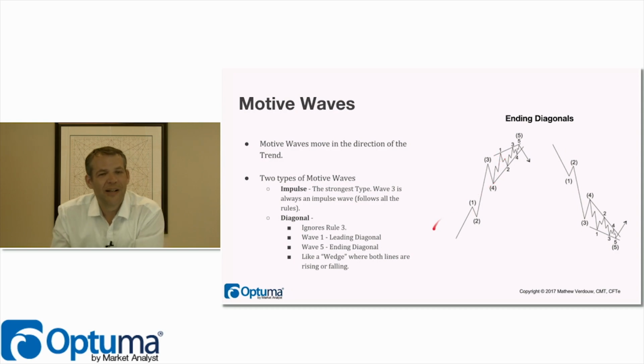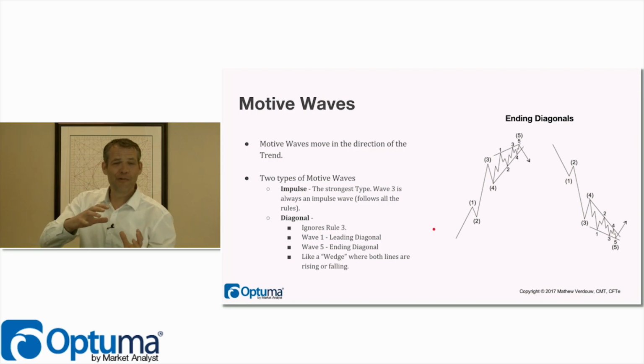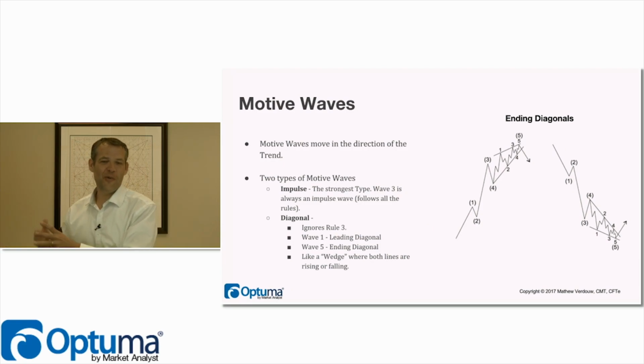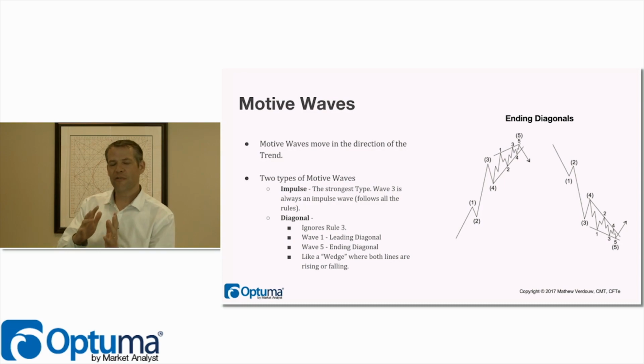So that's probably one of the hardest things about Elliott, is that we set these rules and then it's like, oh, but if this happens, then we do this and we call it that. Look, that is part of the difficulty. Just remember the clear rules on this. Remember how to identify these patterns, and you'll be fine for the exam. As I said here, it's like a wedge where both lines are either rising or falling.